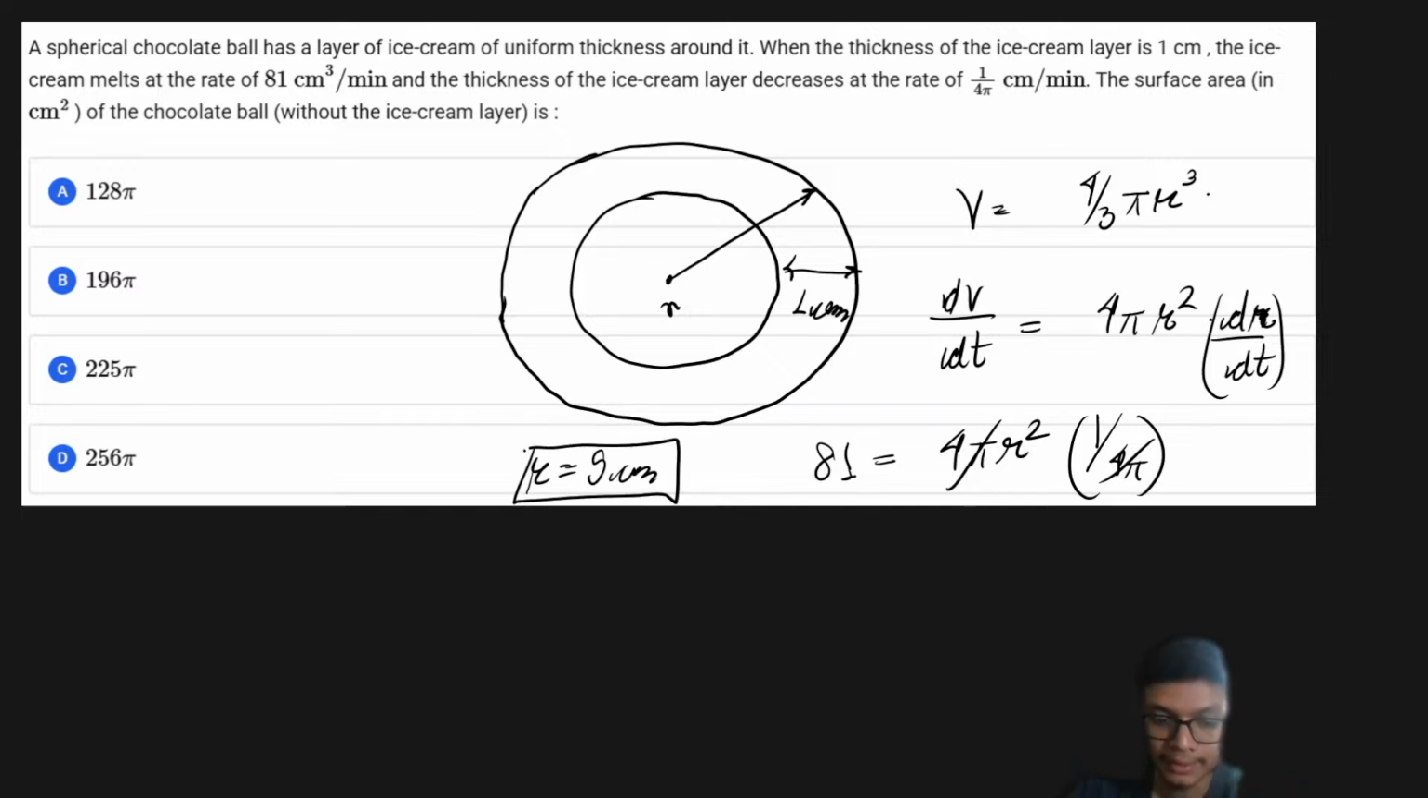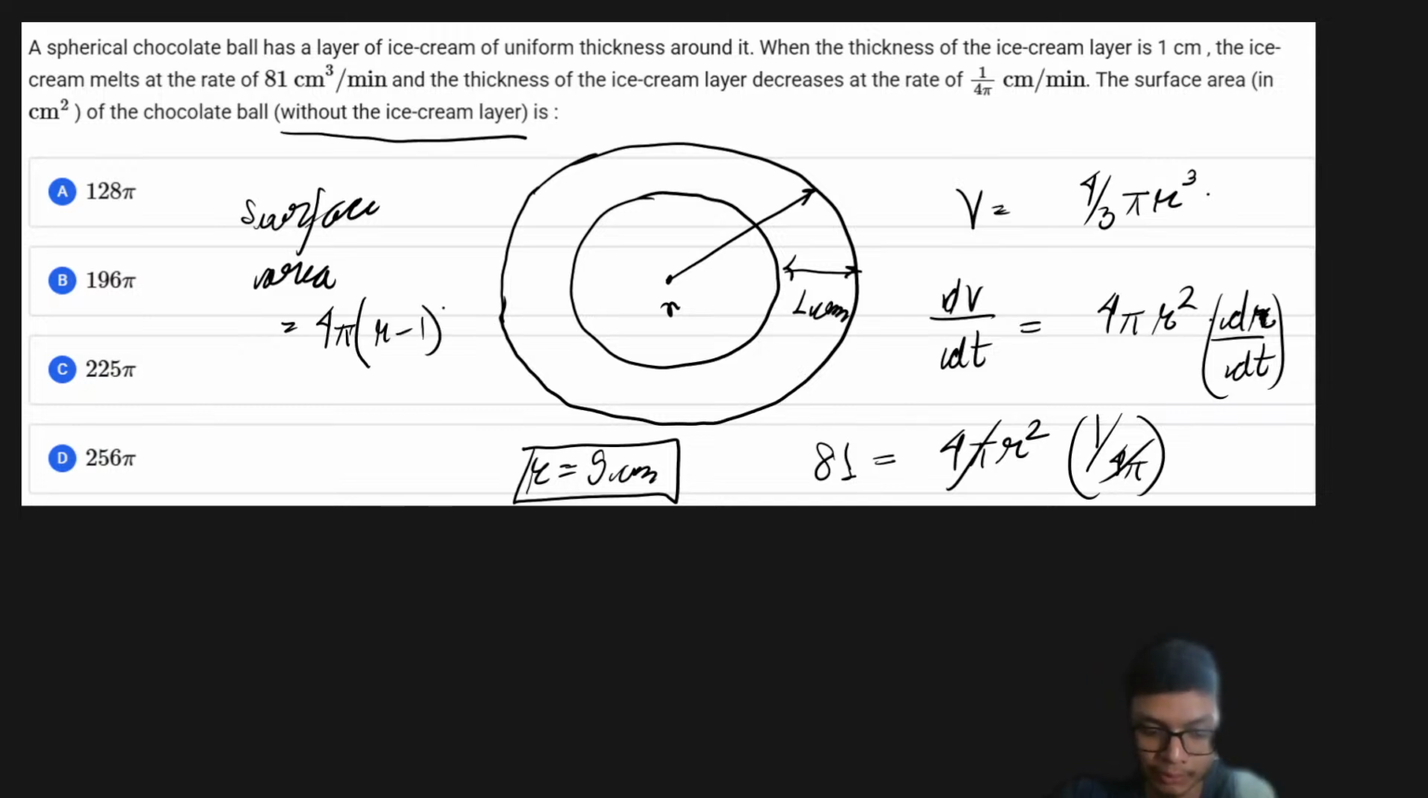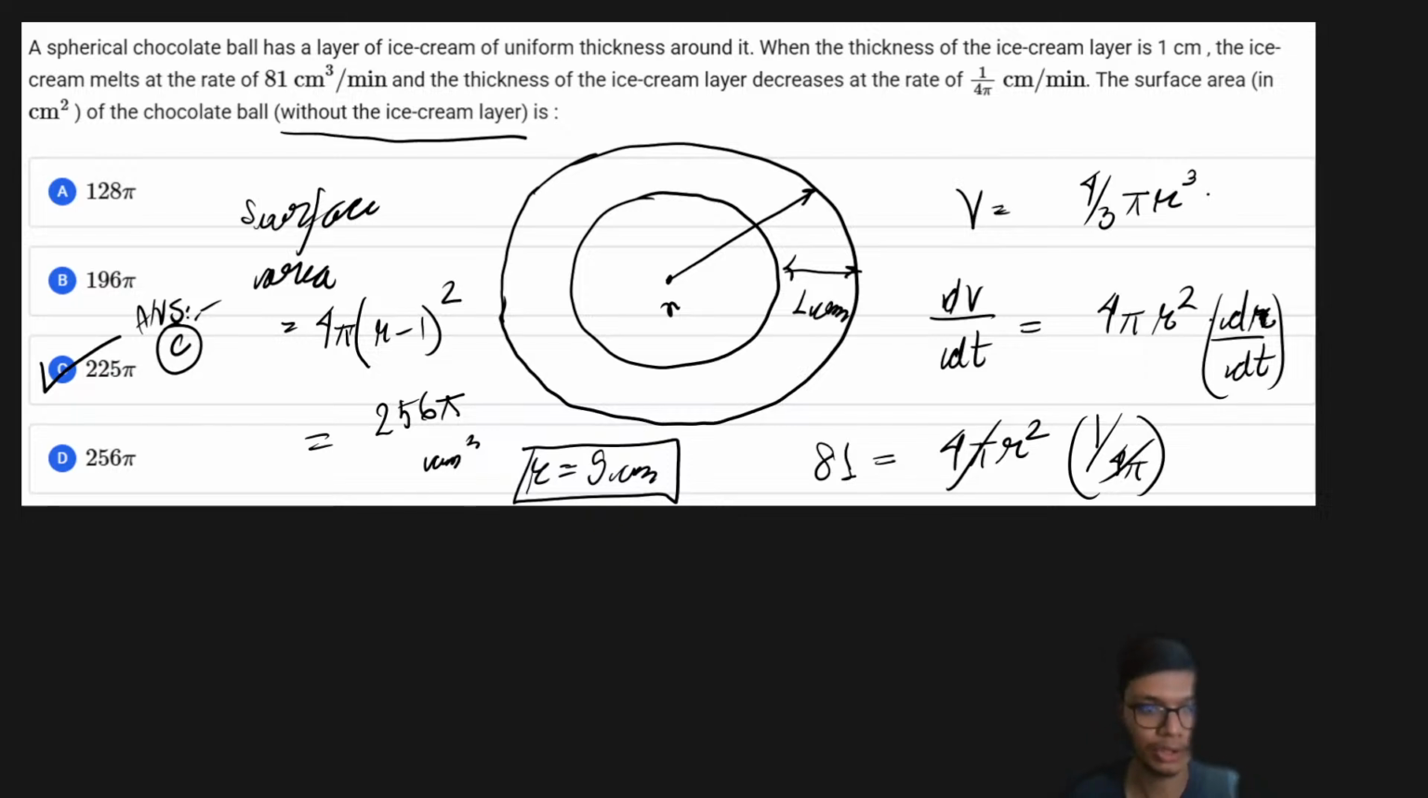Once you have the radius of this chocolate, then the surface area, without the ice cream, you have to find out. That is going to be 4 pi (r minus 1) whole square, which is equal to 256 pi centimeter square, right? So with this, option number D is going to be the correct answer. Sorry, option number D. Extremely sorry, option number D.